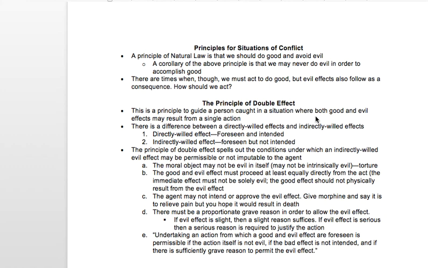Now, the second thing is that the good and evil effect must proceed at least equally directly from the act itself, right? So the immediate effect must not be solely evil. That means when you act, the action must not result in something evil, right? The good effect should not physically result from the evil effect. So it shouldn't be a case that you do something which results in something evil, and then that evil thing then sequentially produces something good, right? That's never acceptable.